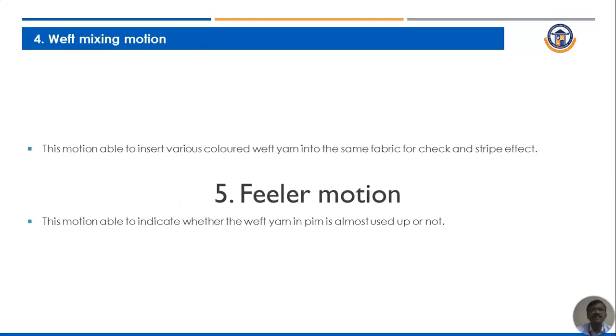Next, weft mixing motion is the mixing of different colors. In the weft way, we have the possibility to increase the colors, so that there may be demand to produce a check effect on the fabric. Next is feeler motion. This motion is able to indicate whether the weft yarn in the pirn is almost used up or not.